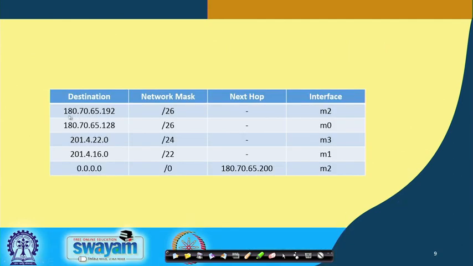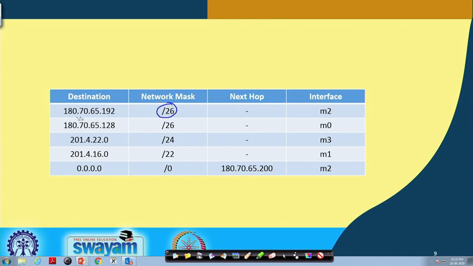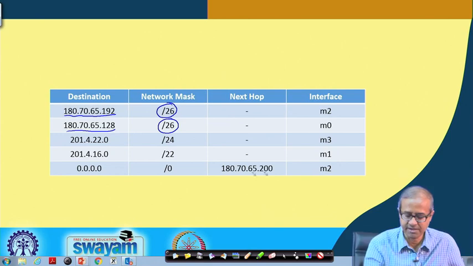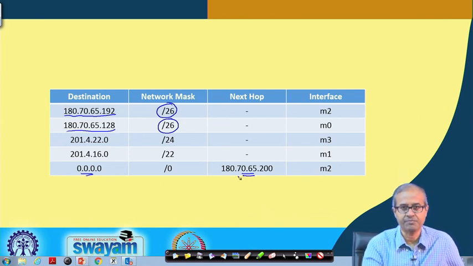For the first network, through M2 which is connected to M2, if you recall, there are 26 bits of the address. So, it is /26 and this is the network address. Through M0 also there are 26 bits like this, then M3, M1 and finally, M2 is the default which will be sending it to the external router.